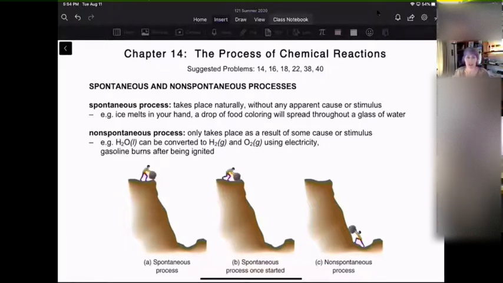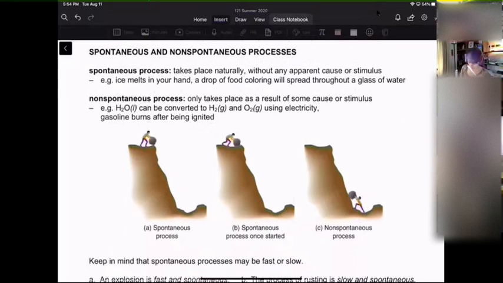In figure B, it requires initiation, like a spark for combustion reactions. And if we initiate it, if the person tips it up like figure A, then it's spontaneous. Once it's started, it will go spontaneously until it comes to rest somewhere.